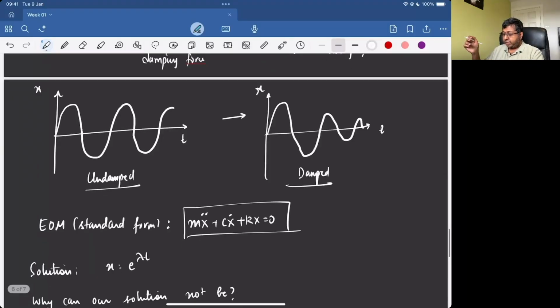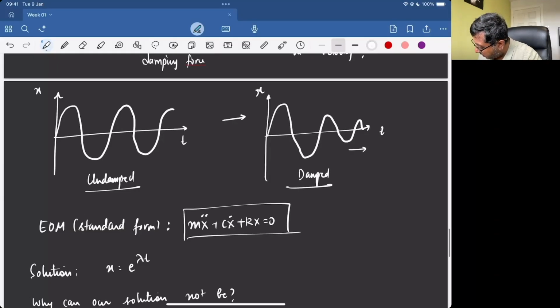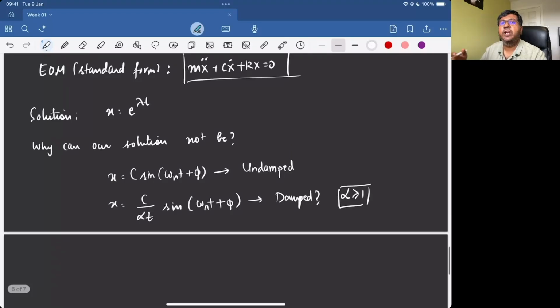We said here the amplitude is decreasing at every time instant, and after some certain amount of time. So basically, if t tends to infinity, x tends to 0. Right? So the amplitude of vibration tends to 0. So if this amplitude is decreasing, why can't we just divide by some alpha t?